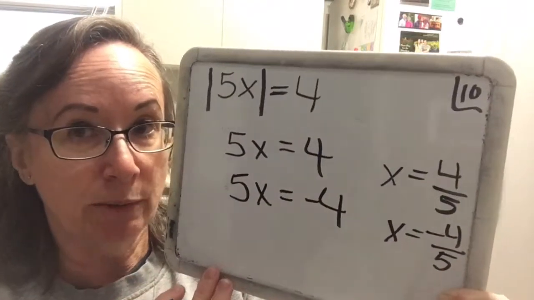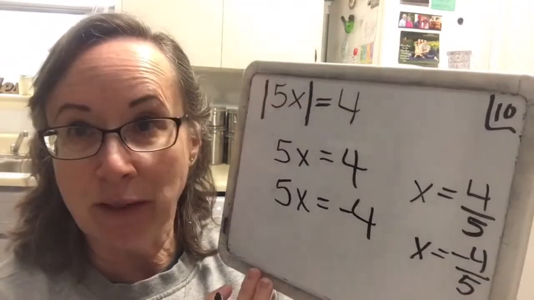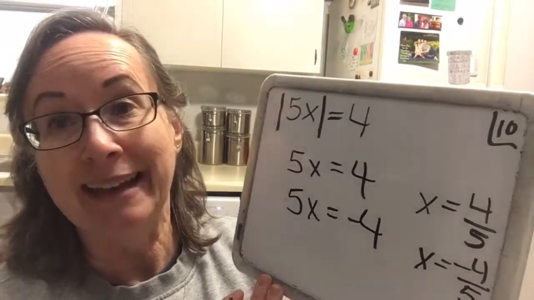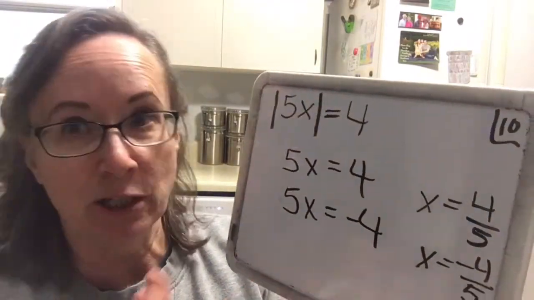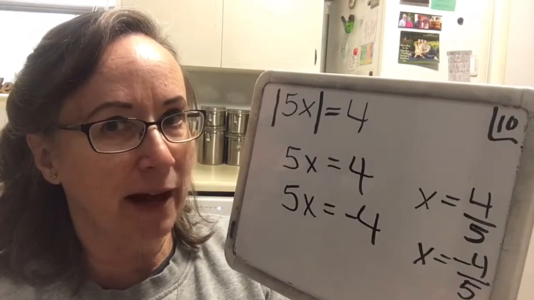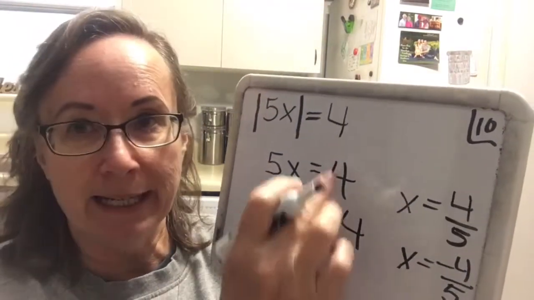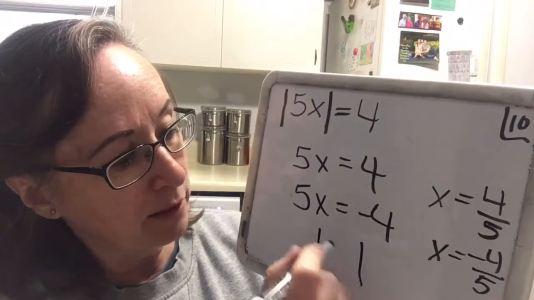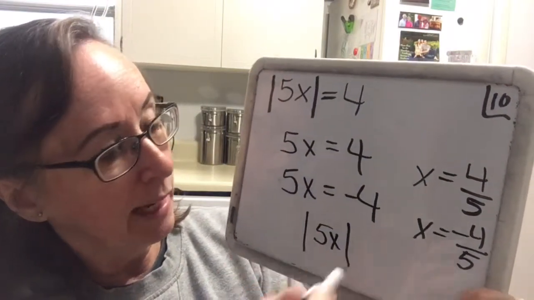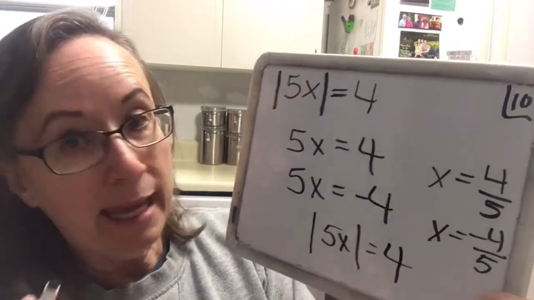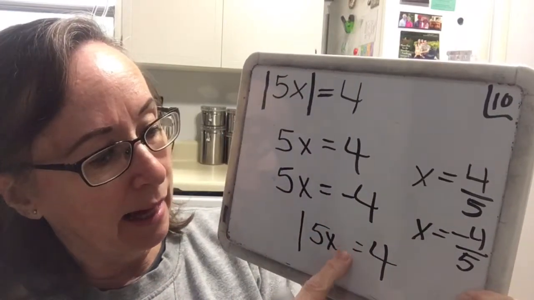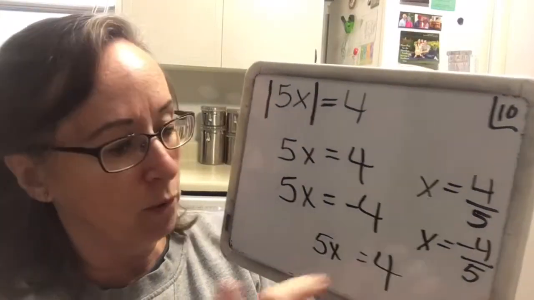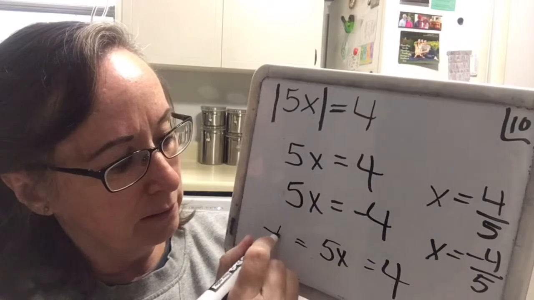Now, I showed you in class a mathematically incorrect but much faster way to do it. And it's the way that I do my absolute values. So I'm going to show it to you, recognizing the fact that it's just a shortcut for writing out the two equations. So what I do is I take the absolute value of 5x is equal to 4, and when I erase the absolute value sign, I realize that 5x must be 4 or negative 4.